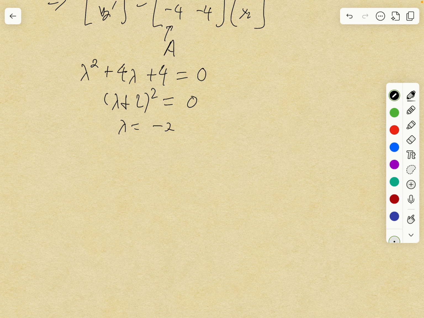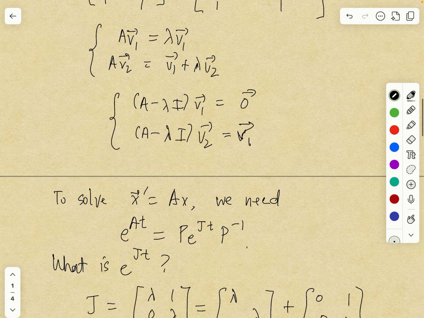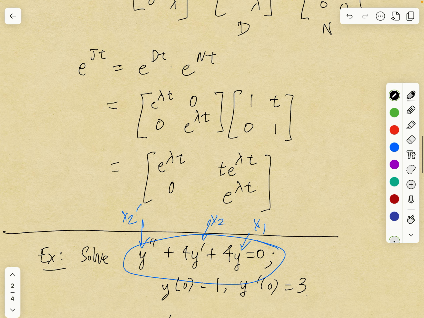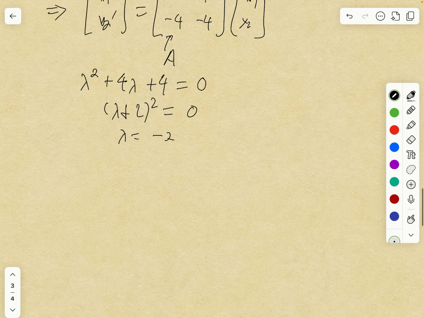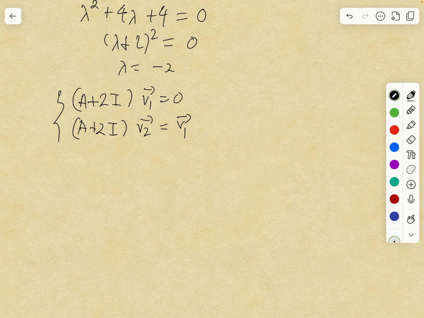find V1 and V2. So we have to solve this system here. So lambda is negative 2. That gives us (A plus 2I) times V1 equals 0, and (A plus 2I) times V2 equals V1. Well, A plus 2I is going to be this matrix.